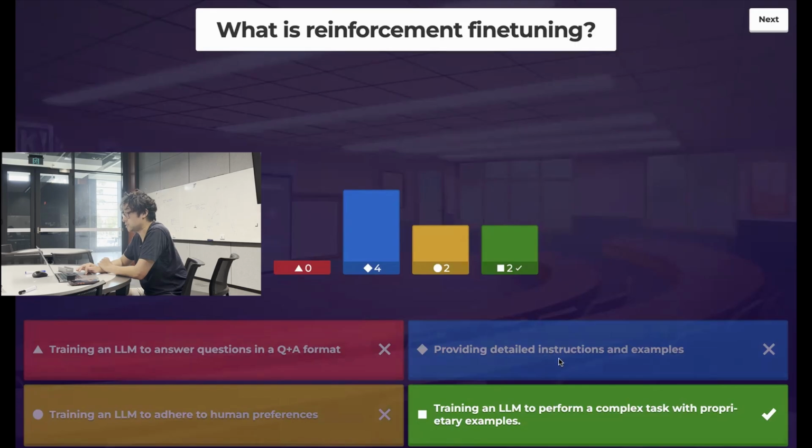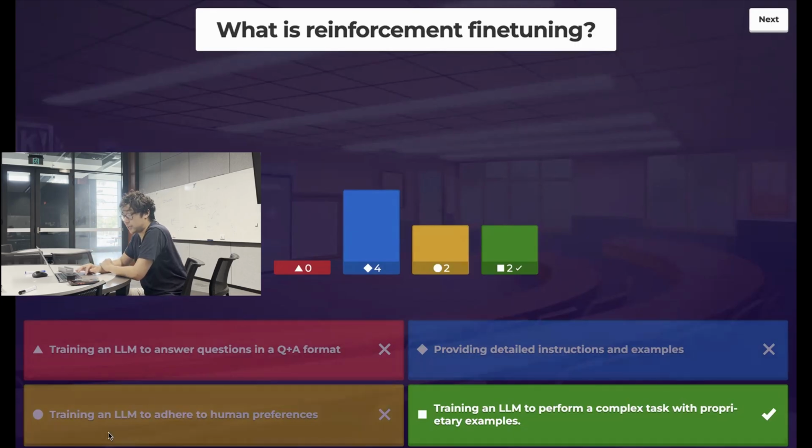Providing detailed instructions and examples is actually prompt engineering, right? That's the thing you were experimenting with yesterday, where, given a standard large language model, can you just instruct it in the prompt to do something specific? Okay, so that's prompt engineering. That's one of the major ways, along with reinforcement fine tuning, to modify and improve a model.